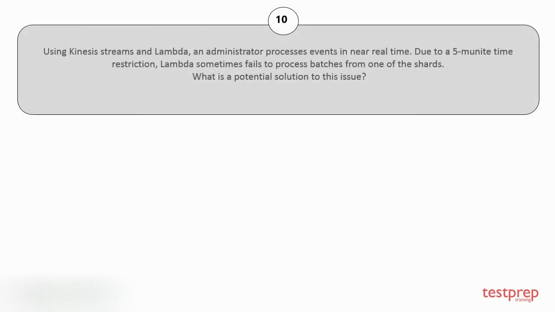Question number 10. Using Kinesis streams and Lambda, an administrator processes events in near real time. Due to a 5-minute time restriction, Lambda sometimes fails to process batches from one of the shards. What is a potential solution to this issue?